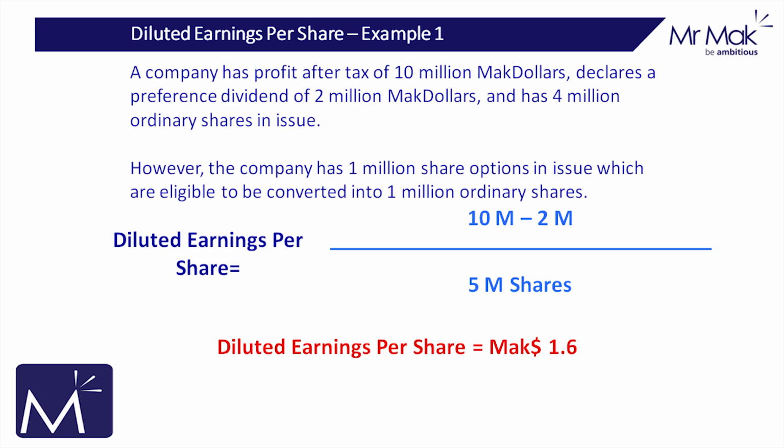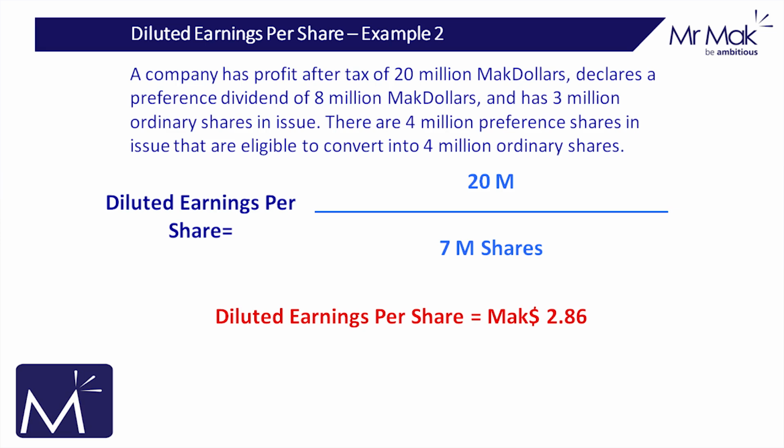million preference dividend, giving us 8 million. We would then divide this $8 million by the 4 million ordinary shares in issue, plus an additional 1 million ordinary shares that are eligible to arise in the event of the share options being exercised and converted into ordinary shares. That gives us a total of 5 million ordinary shares that we divide by. That would give us diluted earnings per share of $1.6.